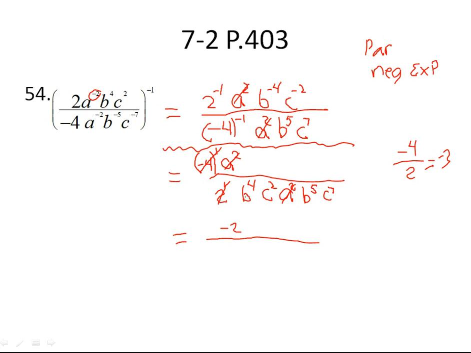Now we can simplify that. You have b to the 4th. Is there another b? Yes. So we can add the exponents because we're multiplying powers. So this becomes b to the 9th. Then you've got your c squared, and there is another c. So we multiply powers, so we add exponents, and we have c to the 9th. And there you go. You've got negative 2 over b to the 9th, c to the 9th, and that is your final answer.